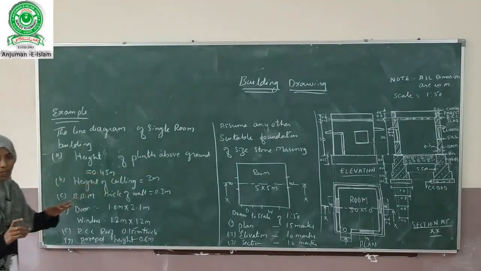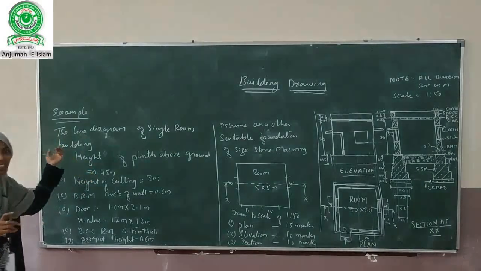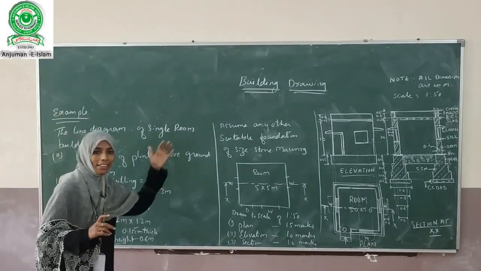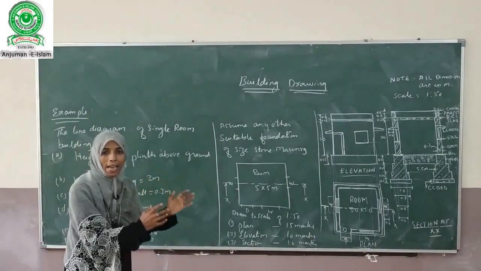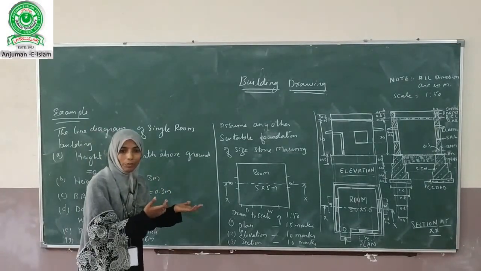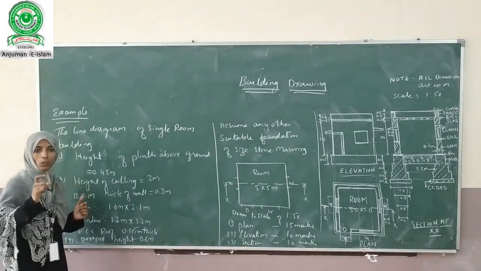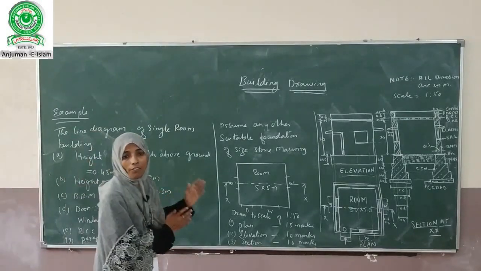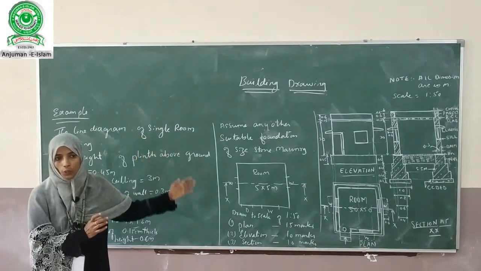So this can be explained better by using an example. Here there is an example of a single room building. All the details and line diagrams will be given. By using all this information, we have to prepare the plan, elevation, and cross section. First of all, we should know what a line diagram is. A line diagram is a sketch which is not drawn to a particular scale, but it shows the relative position of all the rooms and the position of the doors and windows.